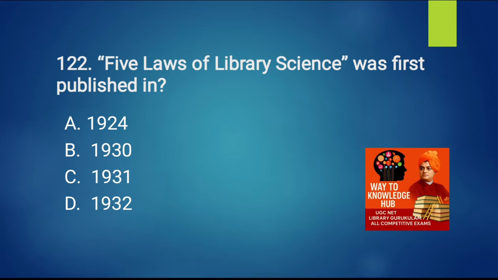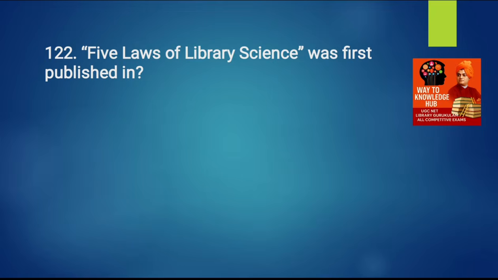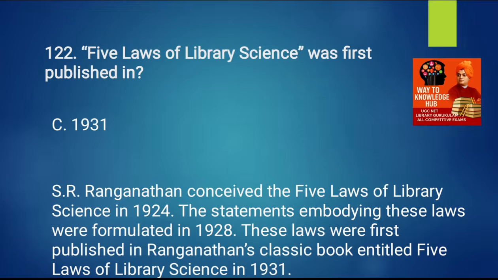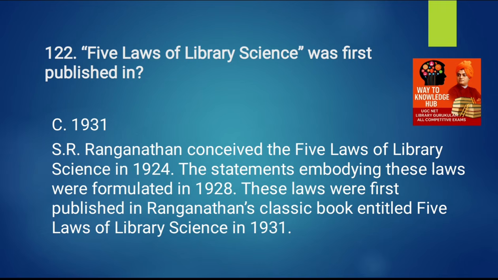Question number 122. Five Laws of Library Science was first published in option A 1924, option B 1930, option C 1931, option D 1932. The answer is option C, 1931. S.R. Ranganathan conceived the five laws of library science in 1924. The statements embodying these laws were formulated in 1928. These laws were first published in Ranganathan's classic book entitled Five Laws of Library Science in 1931.